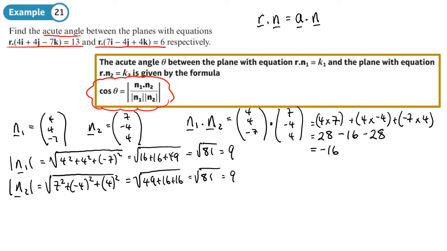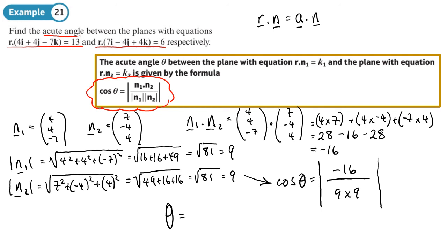So now we plug that into the formula. So the cosine of the angle, the modulus will make it acute. It's going to be n1 dot n2, which is negative 16, over basically 9 times 9, isn't it? That means that the angle, the acute angle, is going to be the cos inverse of 16 over 81. So let's see what that gives us for theta. So remember, the modulus has made it positive.